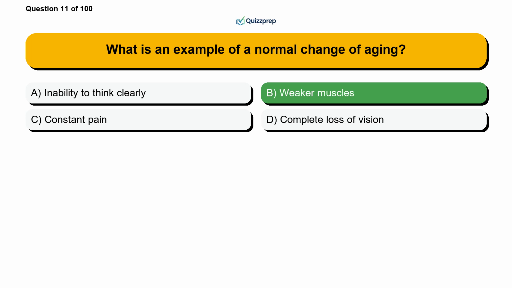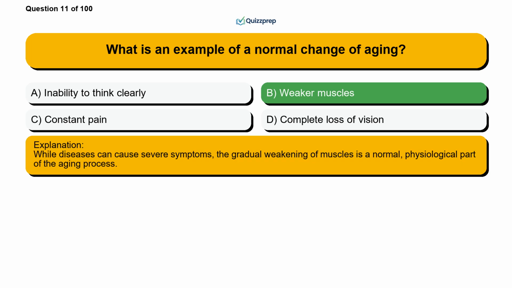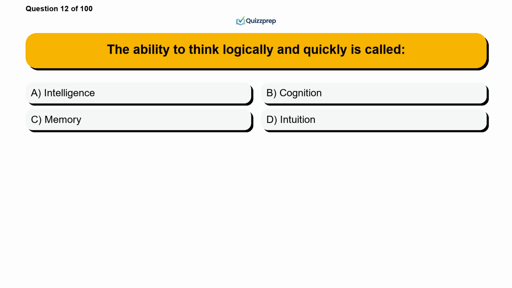The correct answer is option B, weaker muscles. While diseases can cause severe symptoms, the gradual weakening of muscles is a normal, physiological part of the aging process. Question 12. The ability to think logically and quickly is called: Option A, intelligence. Option B, cognition.